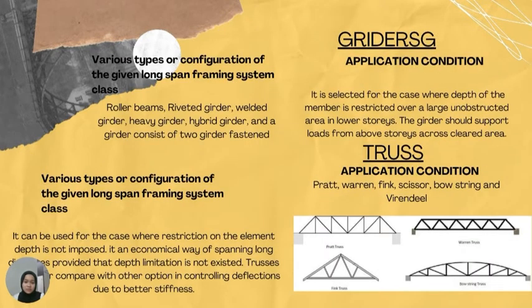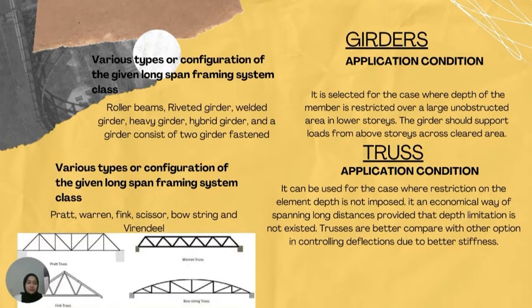So the next slide is about the girders. The application condition is that it is selected for the case where depth of the member is restricted over a large unobstructed area in lower stories. The girder should support loads from above stories across clear area. Various types or configuration of the given long span framing system class is roller beams, riveted girder, welded girder, heavy girder, hybrid girder, and a girder consists of two girder fastened.